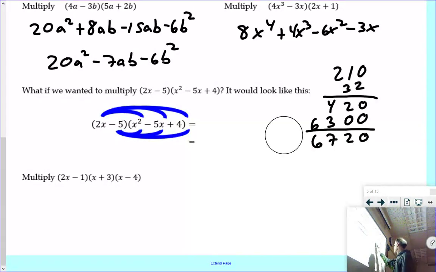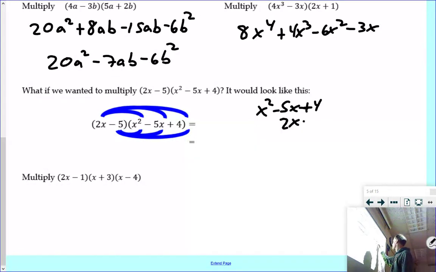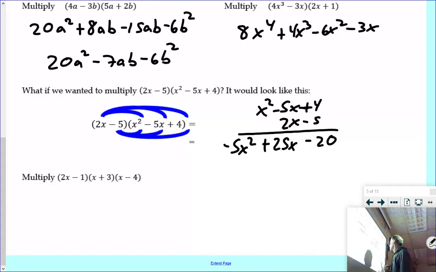It turns out we can do polynomial multiplication the exact same way. If you put the big thing on top, so x squared minus 5x plus 4 on top, and I multiply that by 2x minus 5, I do the same thing. Negative 5 times 4 is negative 20. No carrying, no nothing, just write down whatever it is. Negative 5 times negative 5x is 25x. Negative 5 times x squared is negative 5x squared.